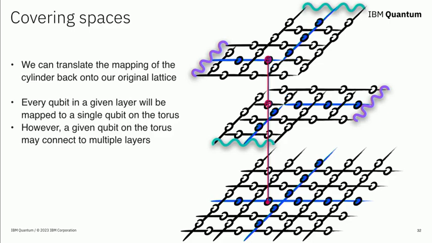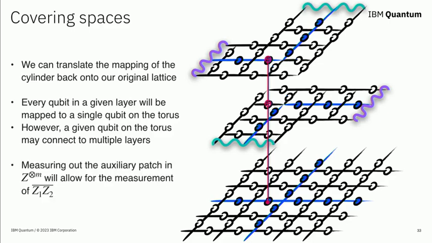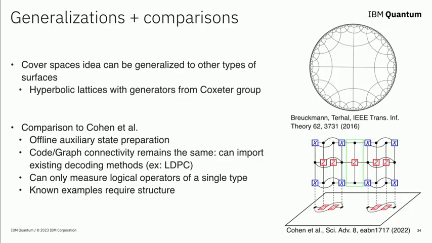Now, yeah, there's some caveats. If you had too many layers, then maybe you wouldn't have a threshold for the top part. But in terms of pure distance fault tolerance, this should be okay. And so then measuring out the auxiliary patch, as I said, allows you to measure Z1, Z2.